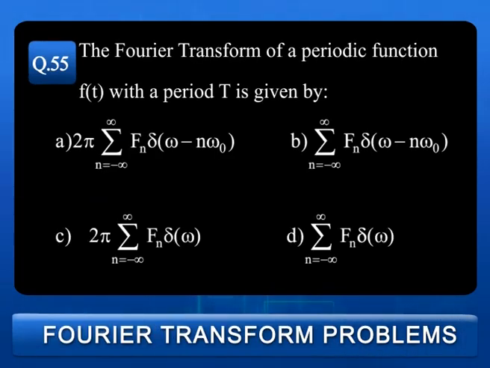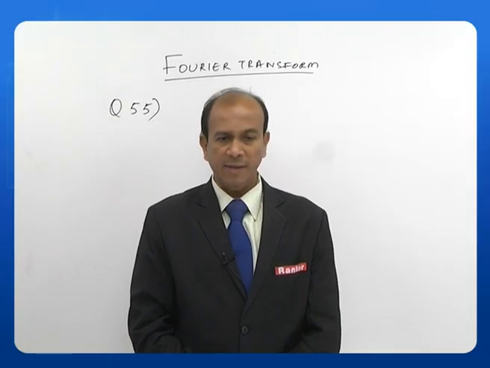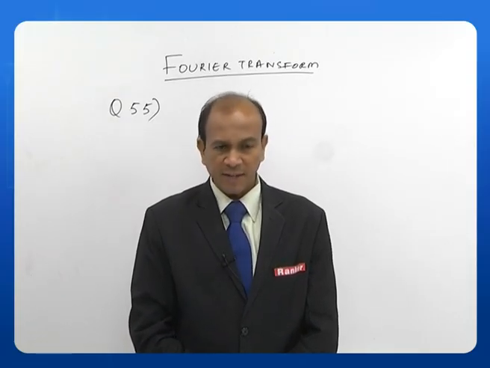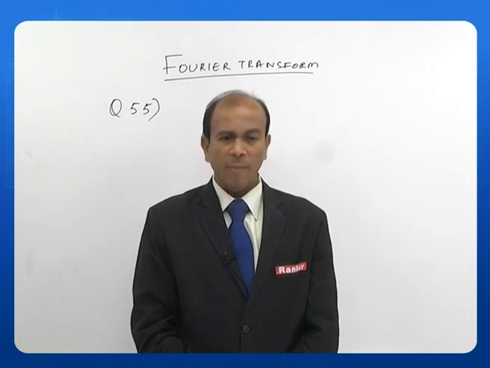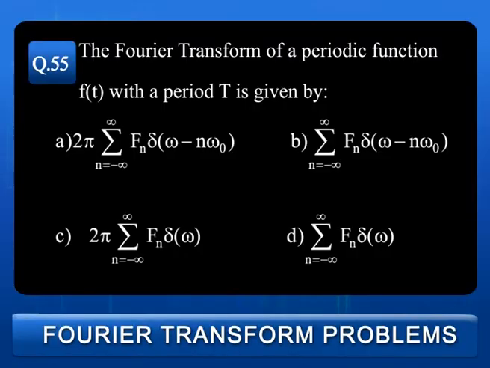Let us see question number 55. The Fourier transform of a periodic function f of t with a period T is given by A, 2 pi summation n equal to minus infinity to plus infinity Fn delta of omega minus n omega naught, B, summation n equal to minus infinity to plus infinity Fn delta of omega minus n omega naught, C, 2 pi summation n equal to minus infinity to plus infinity Fn delta of omega, D, summation n equal to minus infinity to plus infinity Fn delta of omega. The answer is A, that is 2 pi summation Fn delta of omega minus n omega naught. So the answer is A.